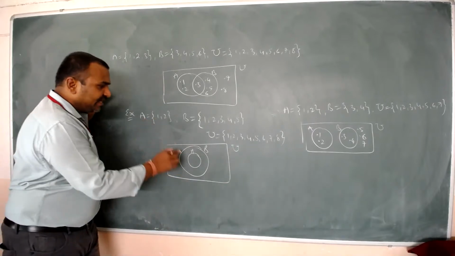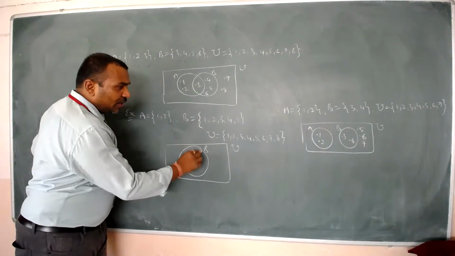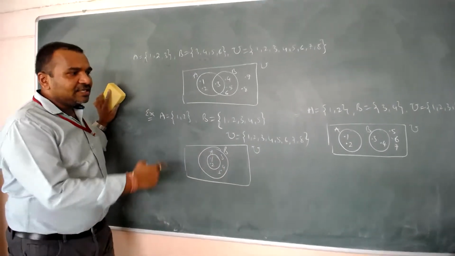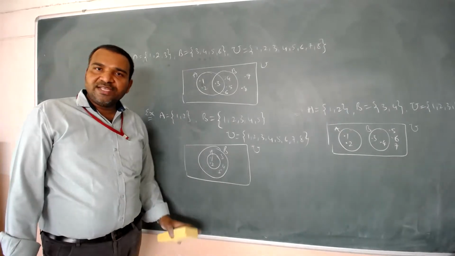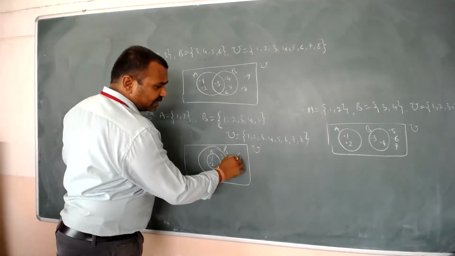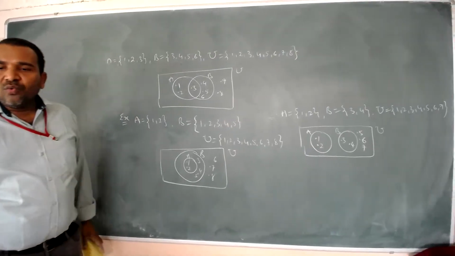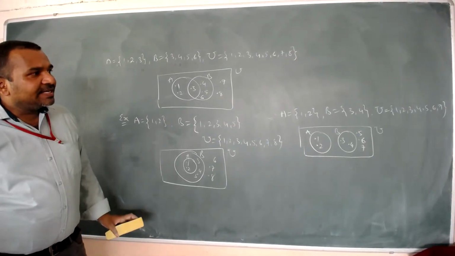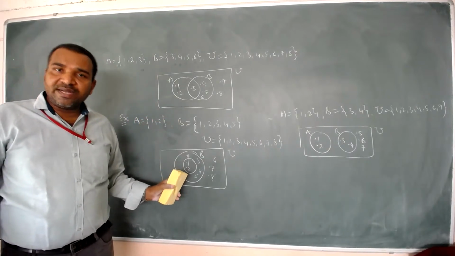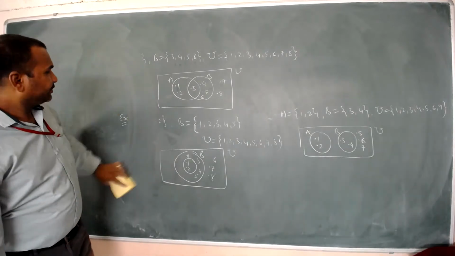What are the elements in A? 1, 2. What are the elements in B? 1, 2 are already there, then 3, 4, 5. Next, what are the elements in the universal set? 1, 2, 3, 4, 5, 6, 7, 8. Already 1 to 5 are there. The next elements are 6, 7, 8. These are called Venn diagrams: representing the relation between sets using diagrams. The diagrams are called Venn diagrams. Clear?